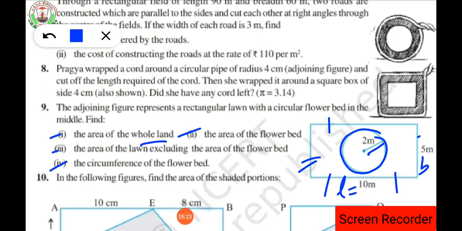In the third part, the area of the lawn excluding the area of the flower bed, that means here we have to subtract the area of the circle from the area of the lawn. And in the fourth part we have to find the circumference of the flower bed, that is the circumference of the circle we have to find over here.